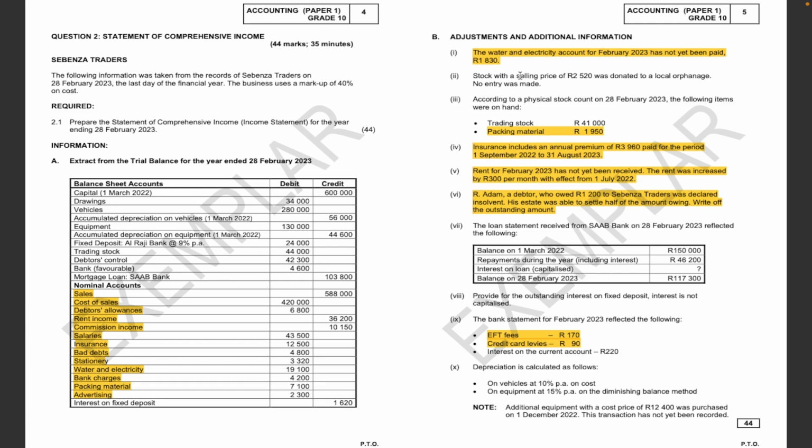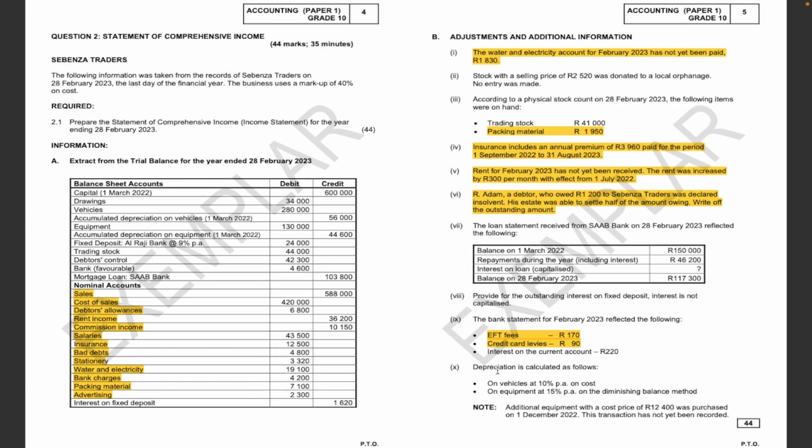No entry was made. All right, so if you donate your stock or any of your other assets, it could be a vehicle, equipment, furniture, whatever the case is, you need to record that as an expense. And what is that expense? That's called donations. But here's the thing.